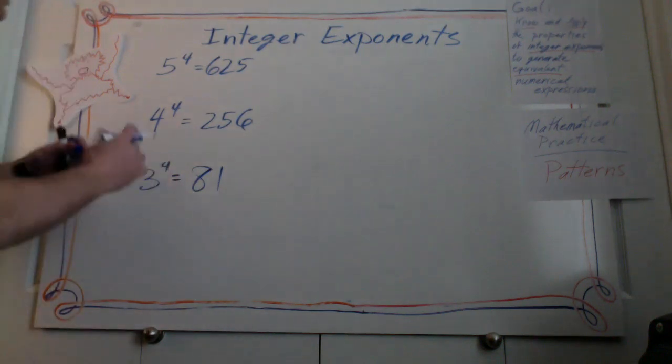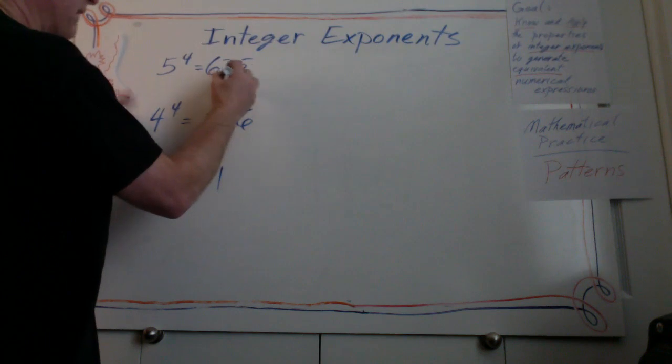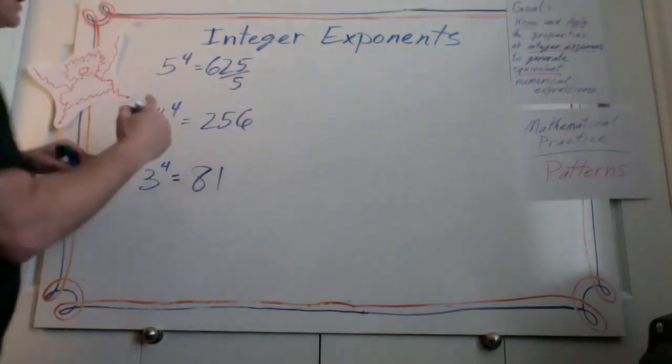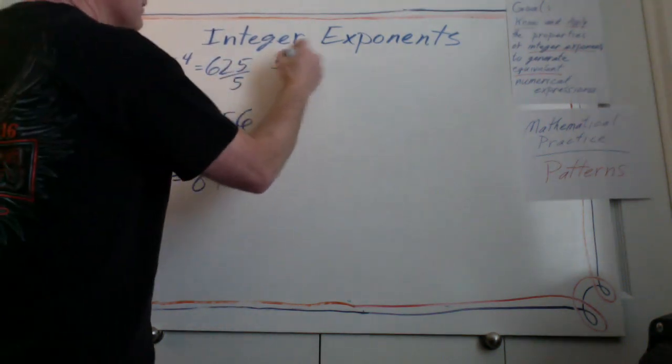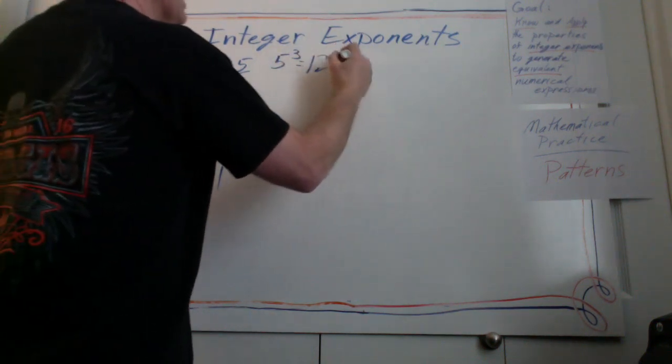So this is 5 to the 4th. Well, what happens if I divide this by 5? If I divide this by 5, I would have 5 to the 3rd, which is 125.